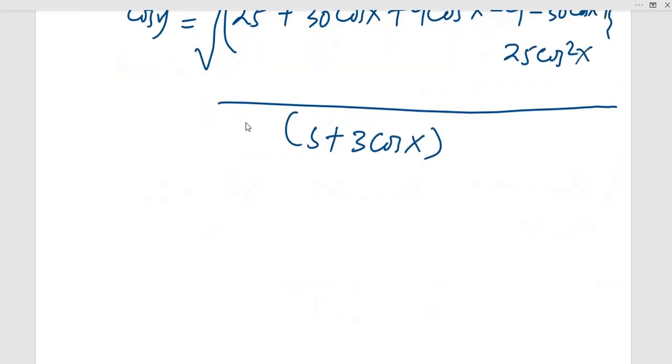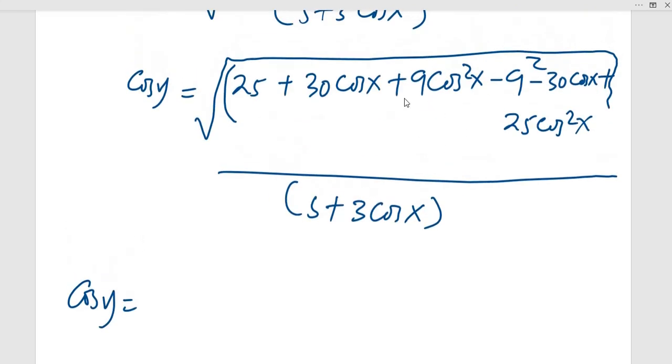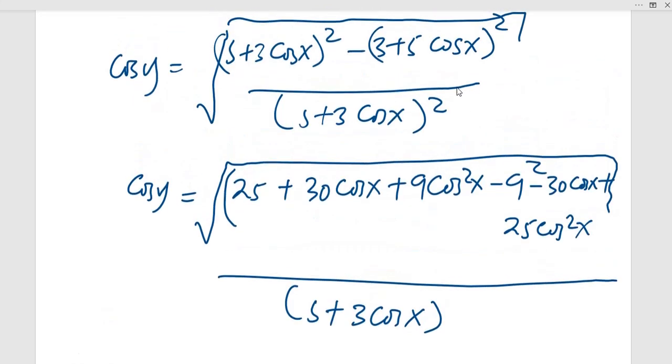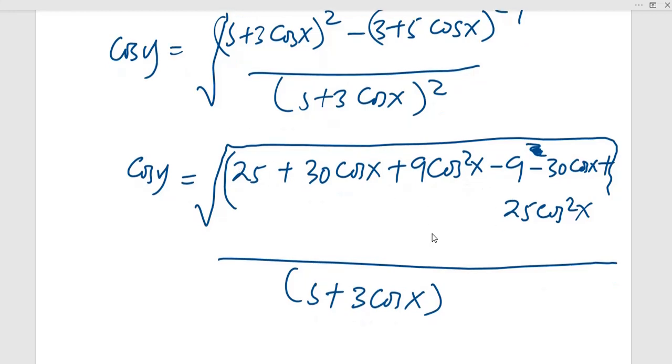Okay, so cos y, therefore, is equal to, if I simplify this, 9 cos squared x, I had it here. This was 3 squared. First of all, we said this is 25 plus 30 cos x plus 9 cos squared x, then minus 9, then minus, we said, 30 cos x. Of course, this is not there. Then plus 25 cos squared x.